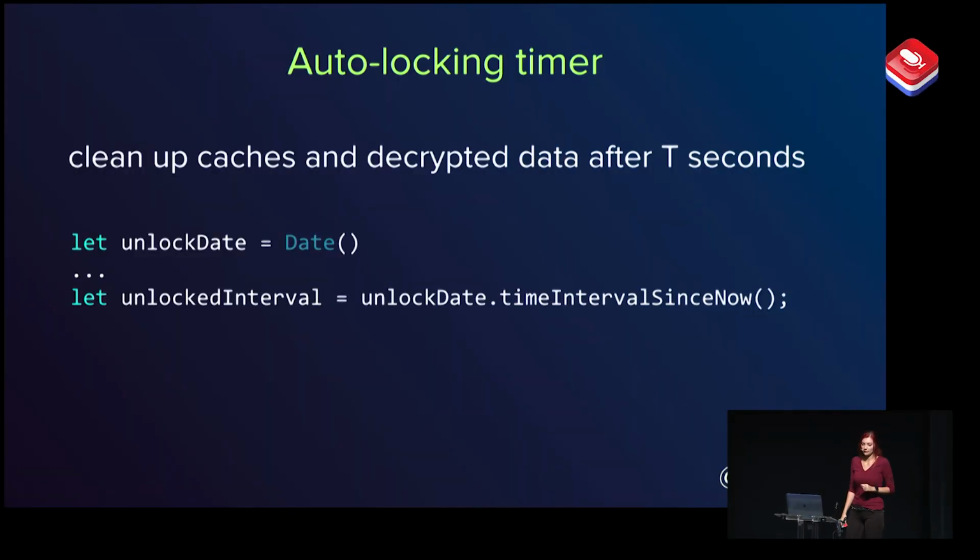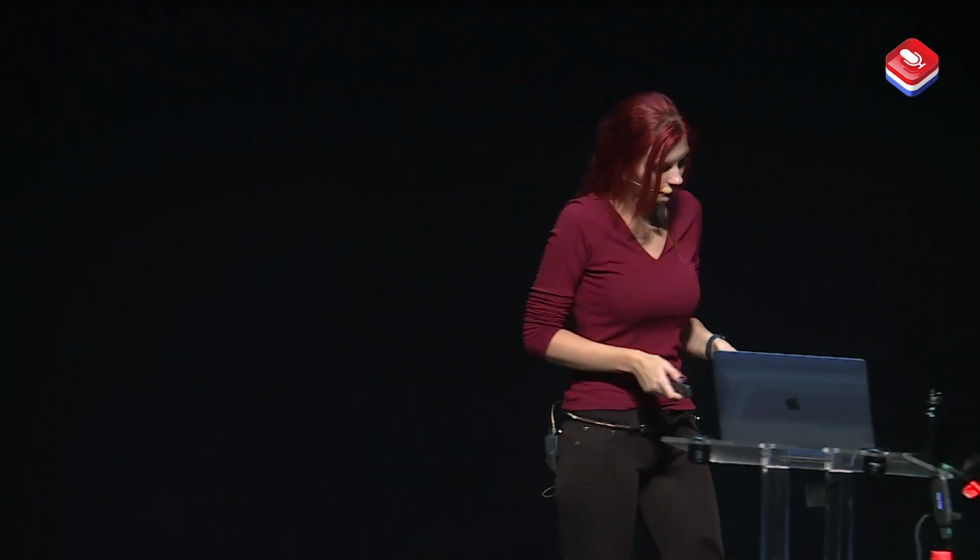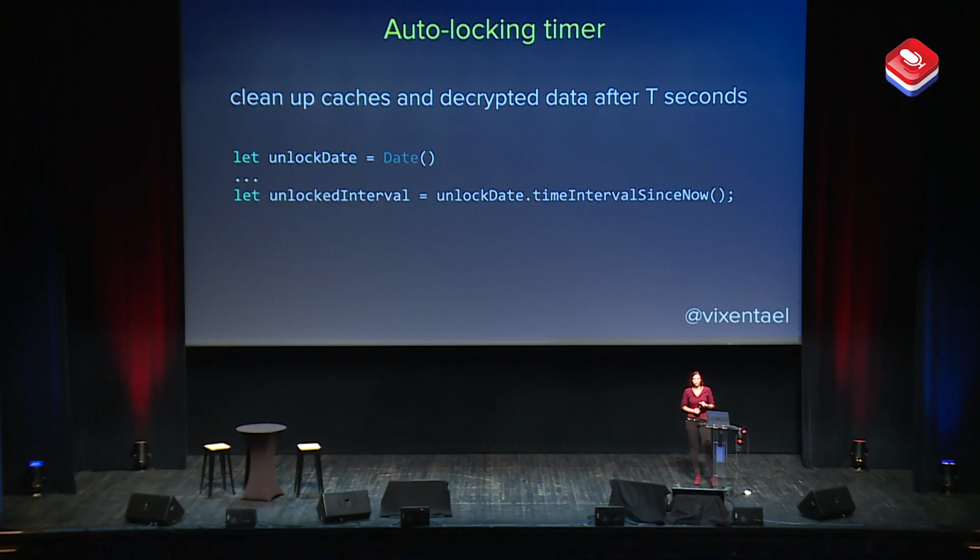Next, auto-locking timer. When you lock an application or a note, usually you lock it after 10 seconds of inactivity. 10 seconds, 30 seconds, 5 minutes. And the problem is that usually people calculate these seconds like this, having a date and then having a time interval since now. Compare and understand if it's already time to lock or we still can wait. What's the problem here? Can you find a problem? Say it louder.